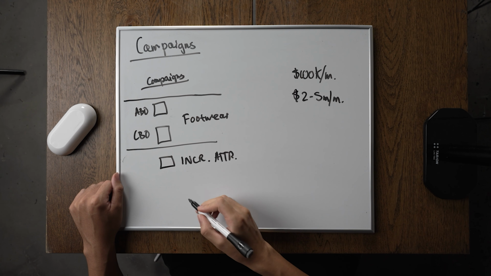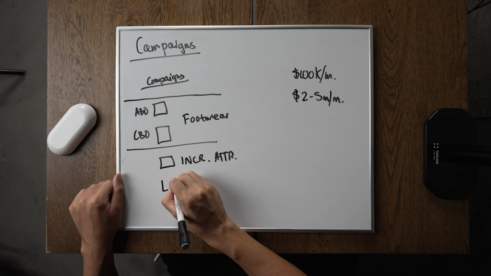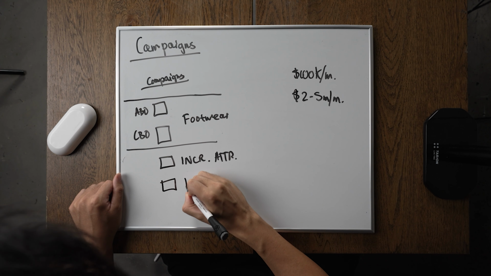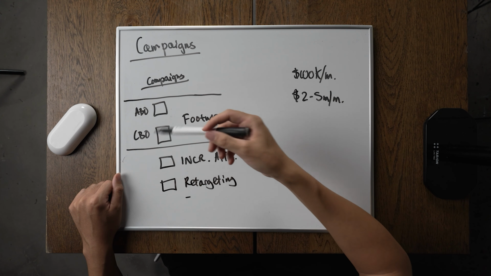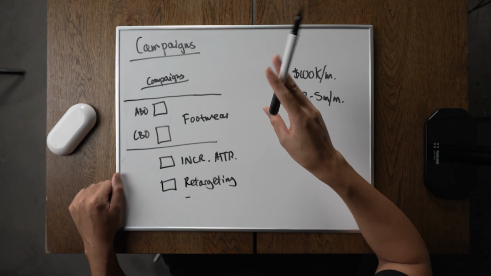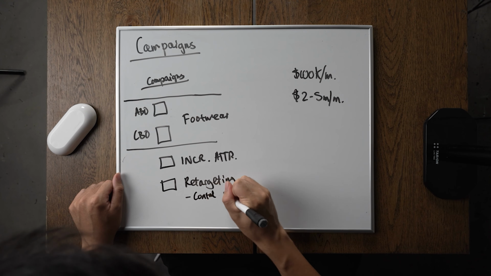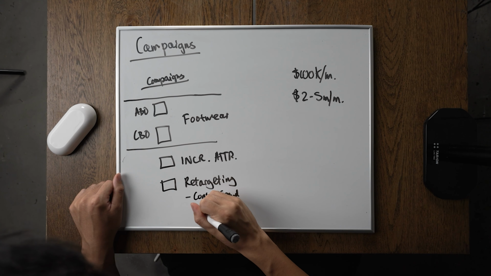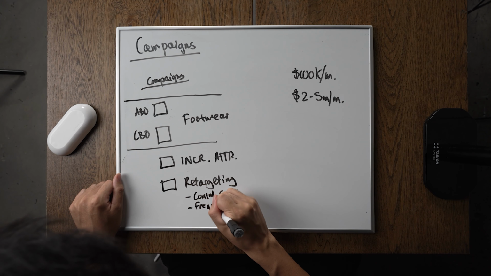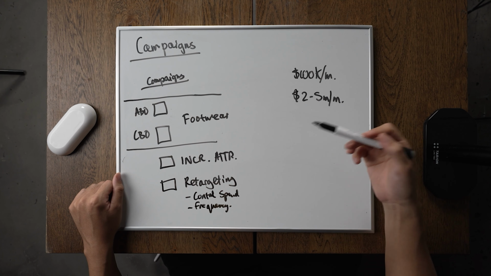So test incremental attribution. The next campaign type is a retargeting campaign. And this is great, especially as your ABOs and CBOs should have some level of audience exclusions to retarget those audiences and to control spend and frequency on those already in your funnel.